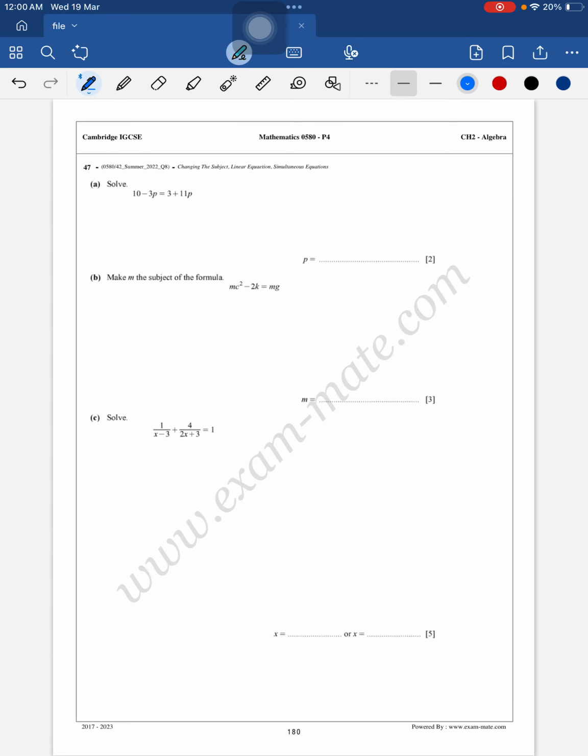We have 10 minus 3p is equals to 3 plus 11p. Solving this, 3 goes over here, minus 3p over here. 10 minus 3 is equals to 11p plus 3p. 10 minus 3 is 7. 11p plus 3p is 14p. So p is equals to 7 upon 14, which is equals to 1 upon 2.